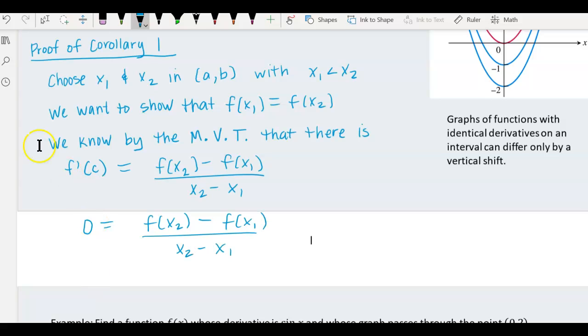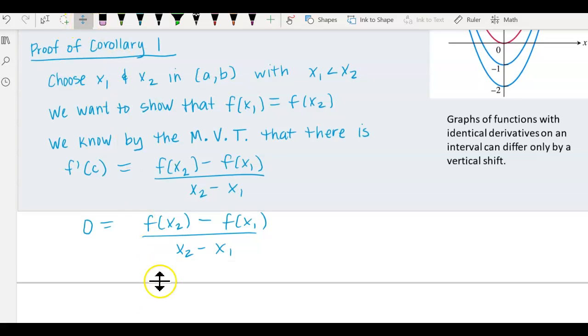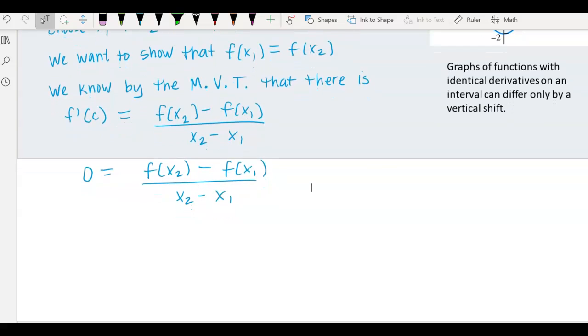We made an assumption that x2 and x1 are different. So we know that the denominator doesn't equal 0. So this means then that f of x2 has to equal f of x1, right? Because that has to be equal to 0. This part here has to equal 0, so those two have to be equal to one another. Well, that's what we're trying to show. If the two y values are equal, then we know that the function is constant. So we've proved the first corollary.